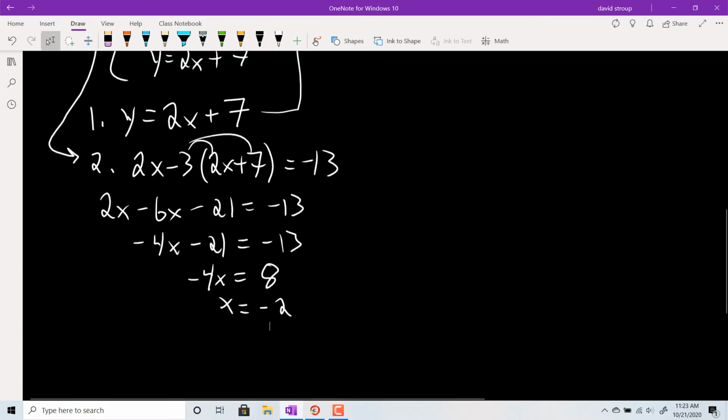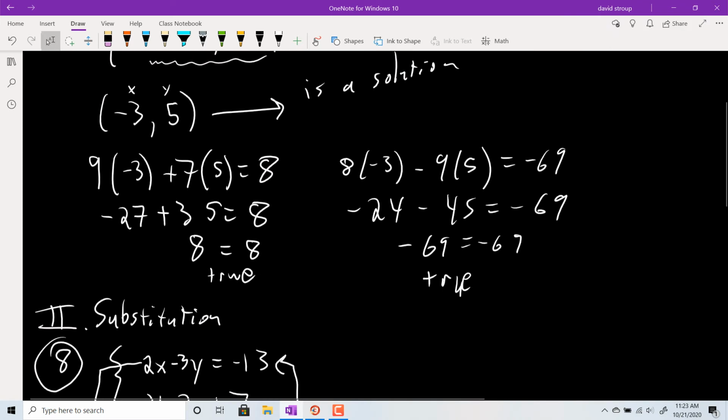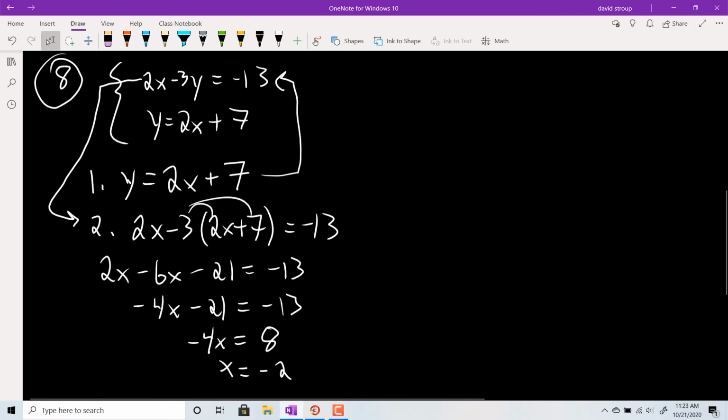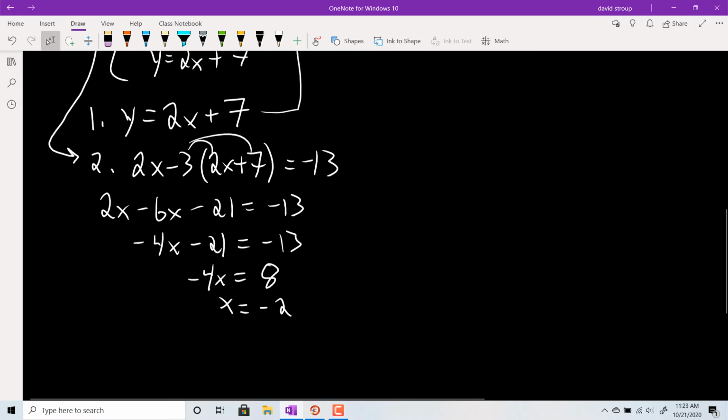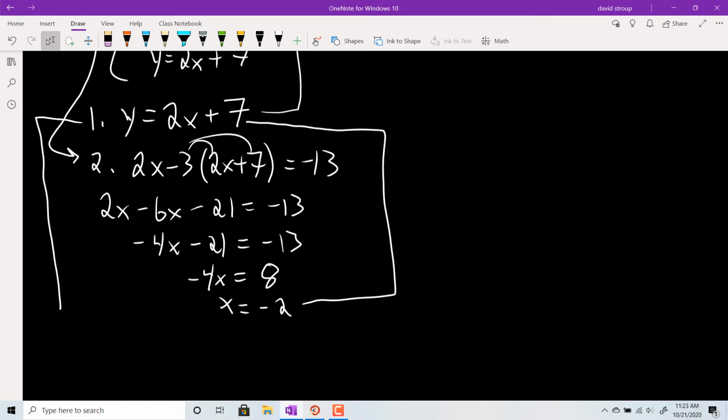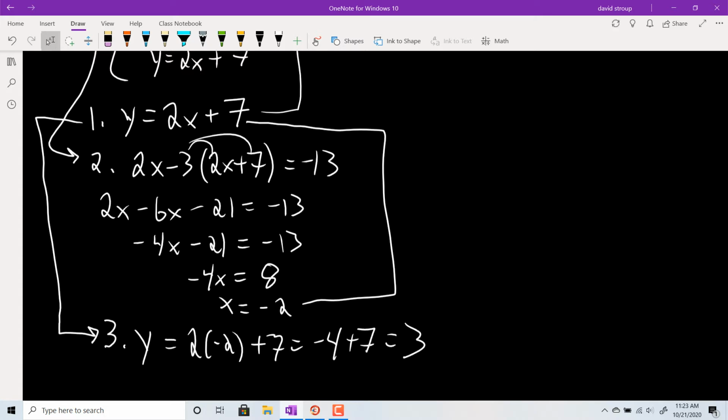Now I need the other answer, basically the other coordinate. So I have the x part. You remember in the first example we saw the solution is an ordered pair. So we have one part of our solution, we just need the y part. You could go back to either equation and plug in x. Generally, I believe it's easier to just go back to your first step and use that equation, because it's already solved for y. You don't have to number your steps or anything. So I'll have y equals 2 times negative 2 plus 7, which is negative 4 plus 7, which is 3. And so our solution will be (-2, 3).